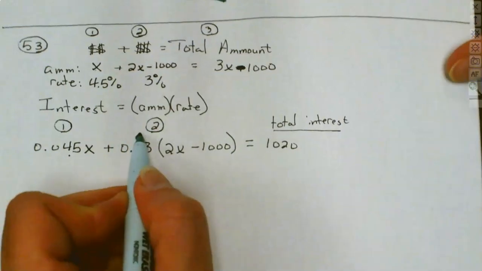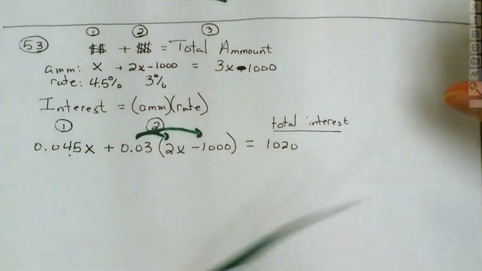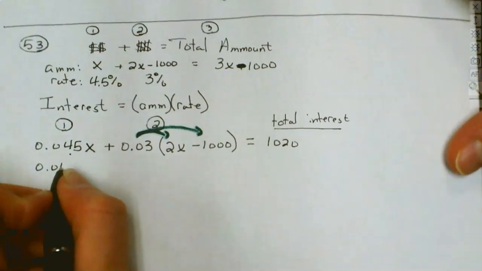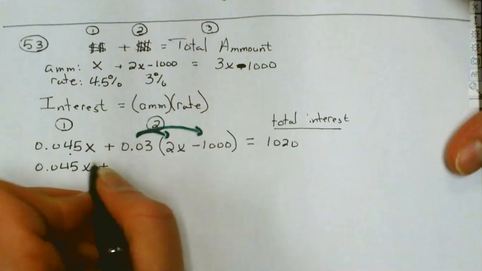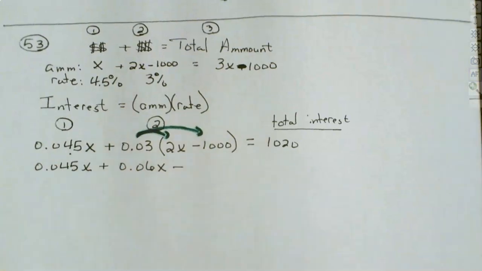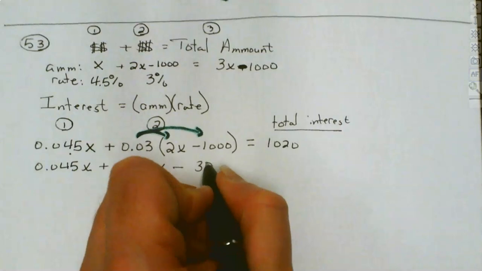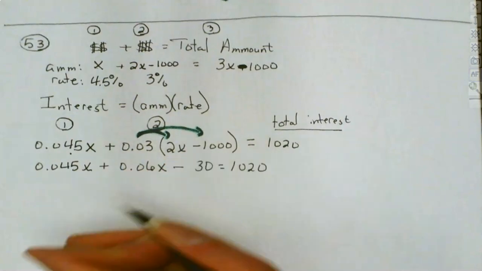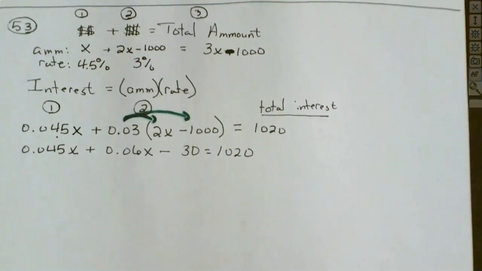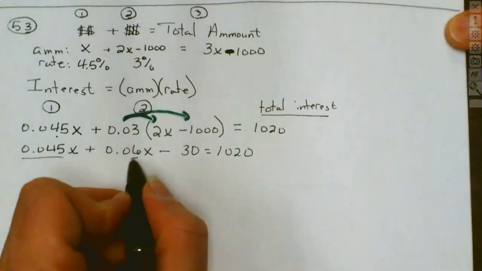We're going to now distribute that 0.03 through. And then that's 0.045x plus 0.06x when we distribute through. And then 0.03 times x minus 1,000, well, that should be a minus 30. So we're making progress here. We're going to go ahead now and combine like terms, so these can get added together.